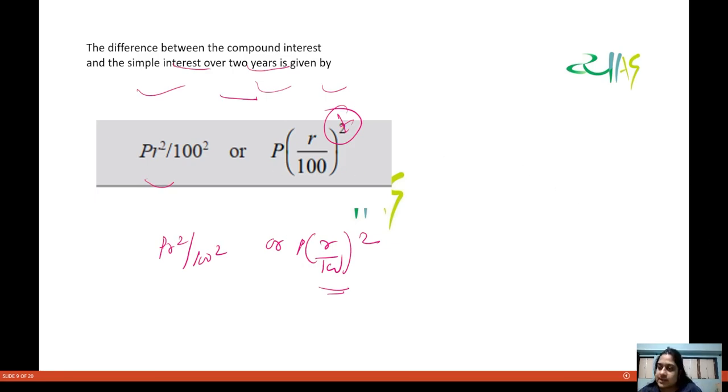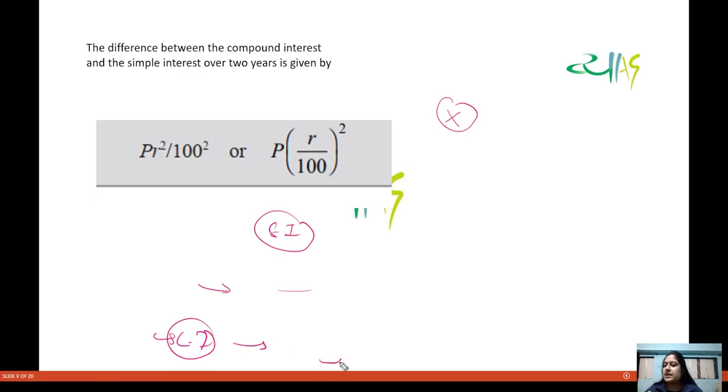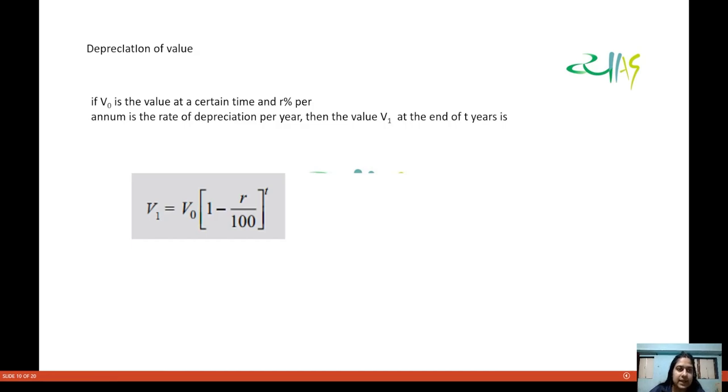Now let's move forward a bit. Please don't go for this formula. You can very easily calculate simple interest by the product method that I am telling you, and you can very easily calculate the compound interest by the method that I am telling you. So you can calculate both of these and find the difference between the two, in 2 years, 3 years, any number of years. You don't have to go for this formula. I hope you are able to understand what I am saying.